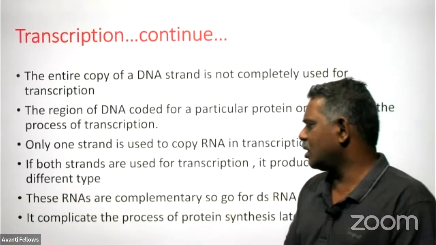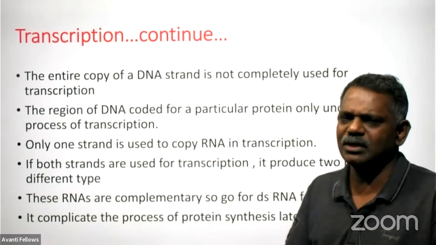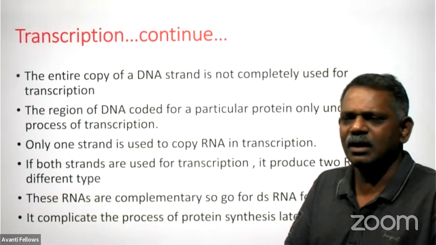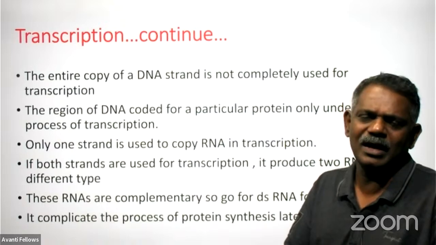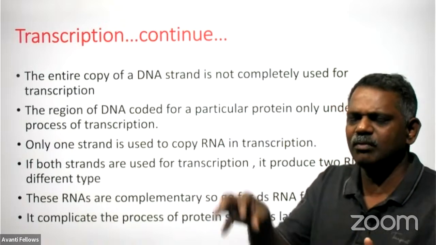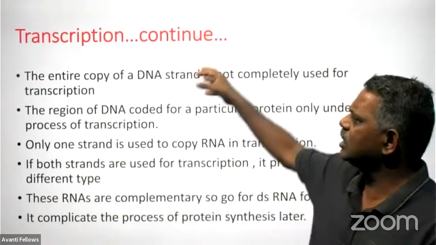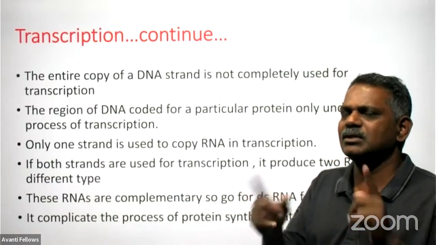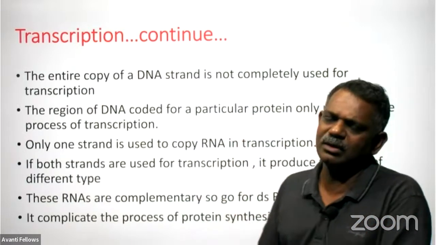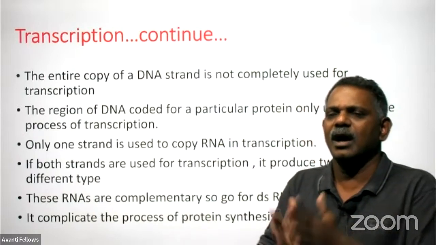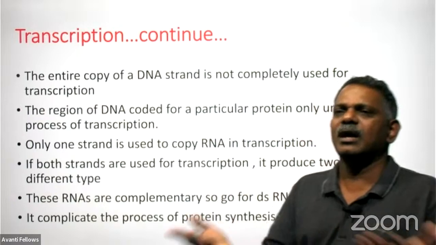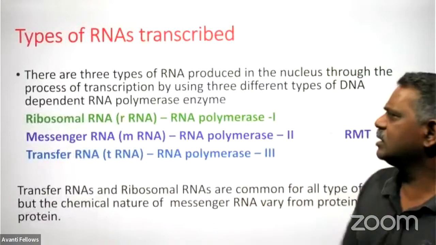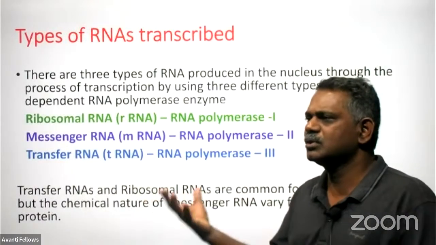So naturally, that will complicate the process of protein synthesis, because protein synthesis requires information copied from the DNA. During protein synthesis, the cell should understand what type of amino acid will be placed one after another. That information is given by the DNA in the form of RNA. Only one strand is required. If both the strands of the DNA go for transcription, it produces two RNAs, and these complementary strands go for pairing and produce double-stranded RNA. It makes this process so complicated.